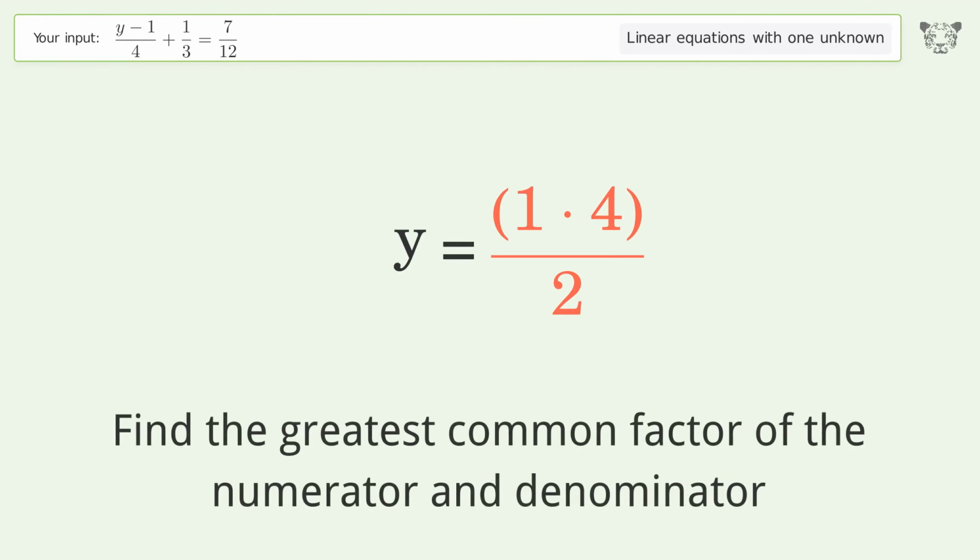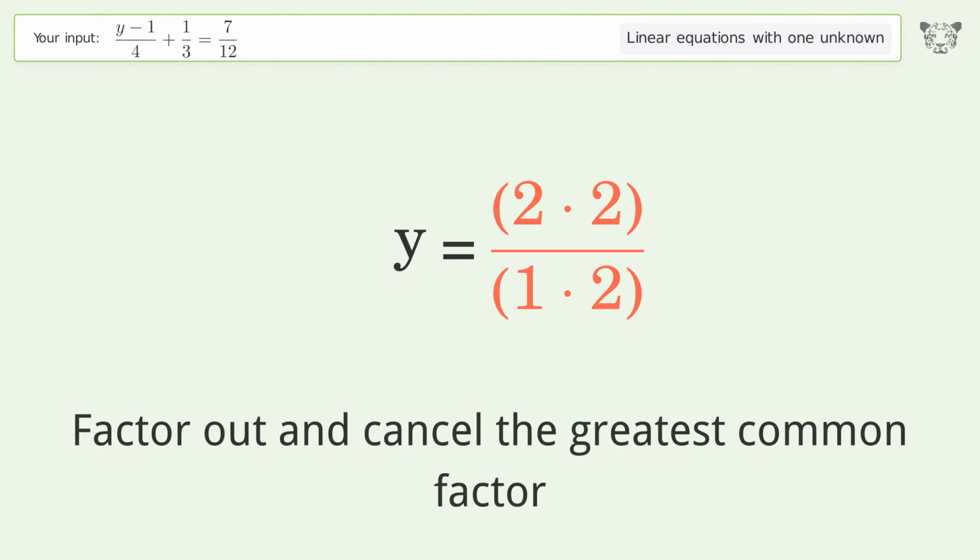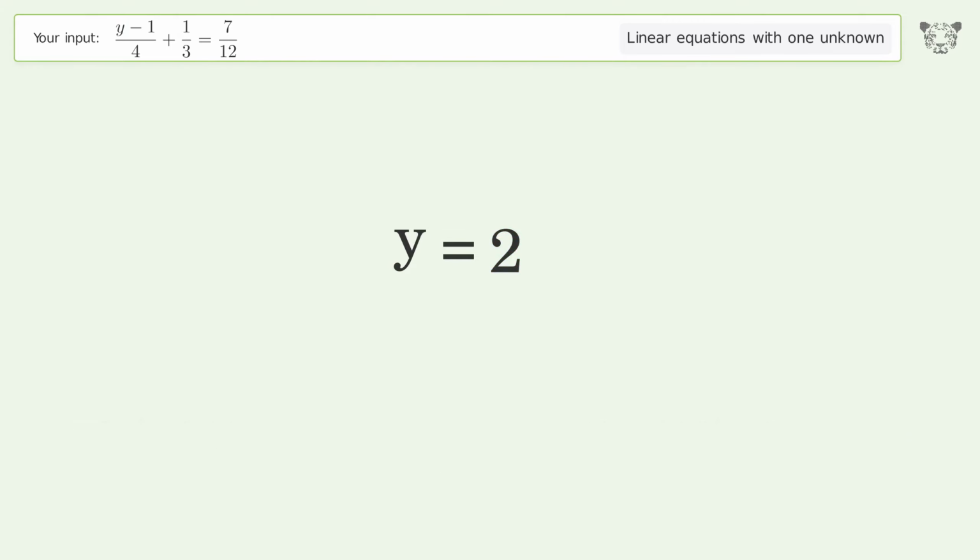Find the greatest common factor of the numerator and denominator. Factor out and cancel the greatest common factor. And so the final result is y equals 2.